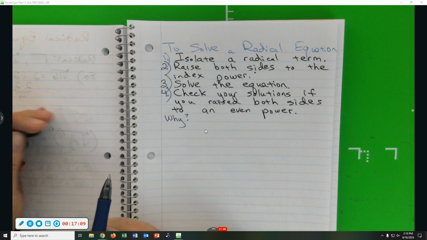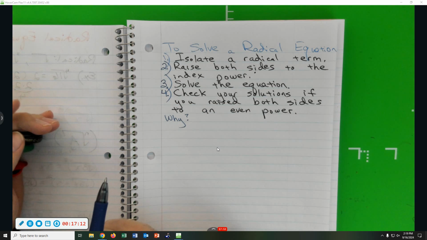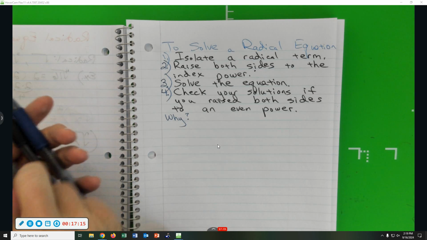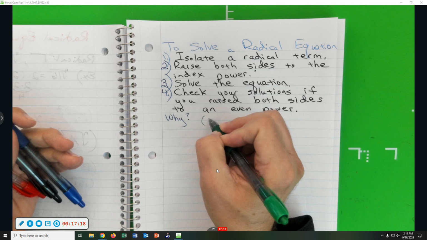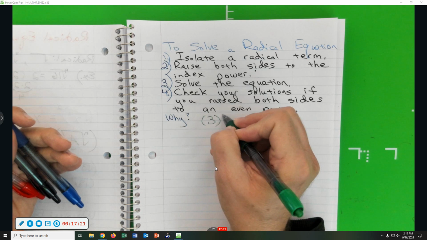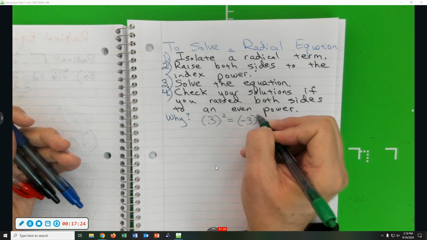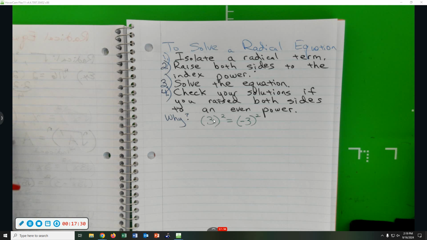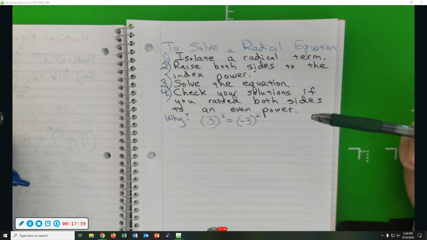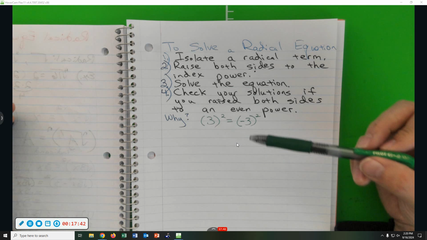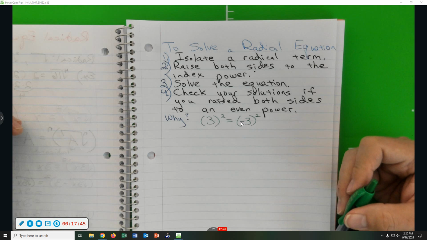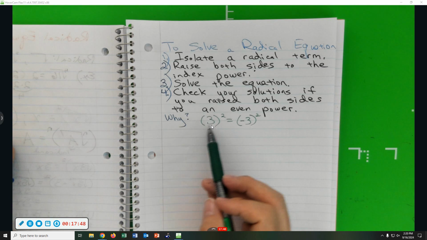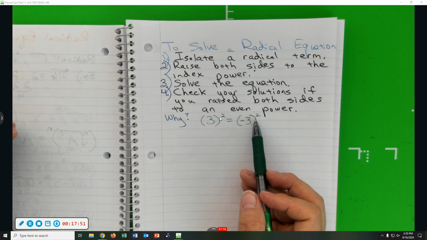I said that raising both sides of an equation to an even power doesn't guarantee equivalence. And I think I have an easy way of showing y'all why that's the case. I believe y'all will agree with me. Here, 3 squared is equal to negative 3 squared. Both of those would reduce to what? 3 times 3 and negative 3 times negative 3. They would both reduce to a positive 9. It's the way negative times negative becomes positive. So as long as you have the squares there, I think you'll agree that's a true statement.